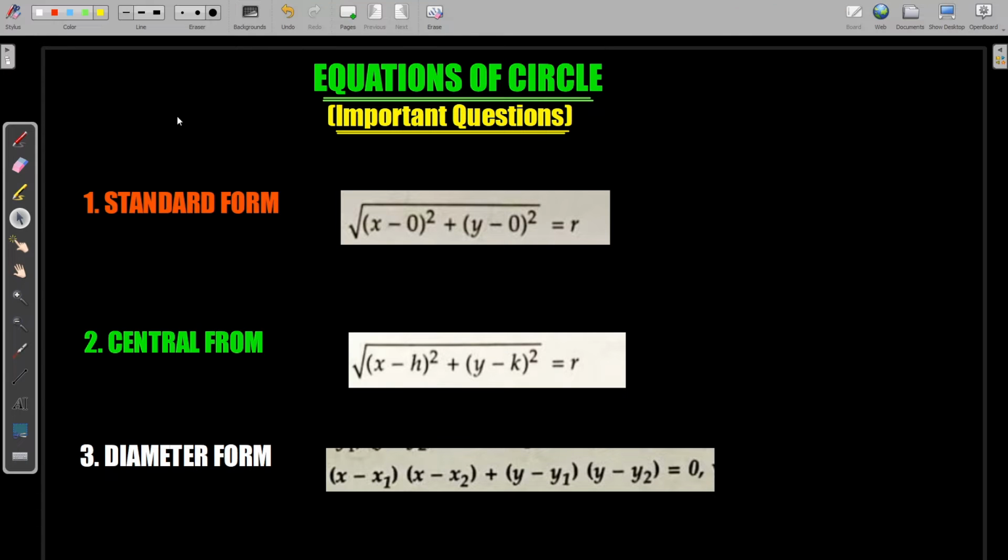Hello students, last class we learned about the different equations of a circle. So let's do a quick revision. If you haven't watched the video, you can go and see how we derive different equations.